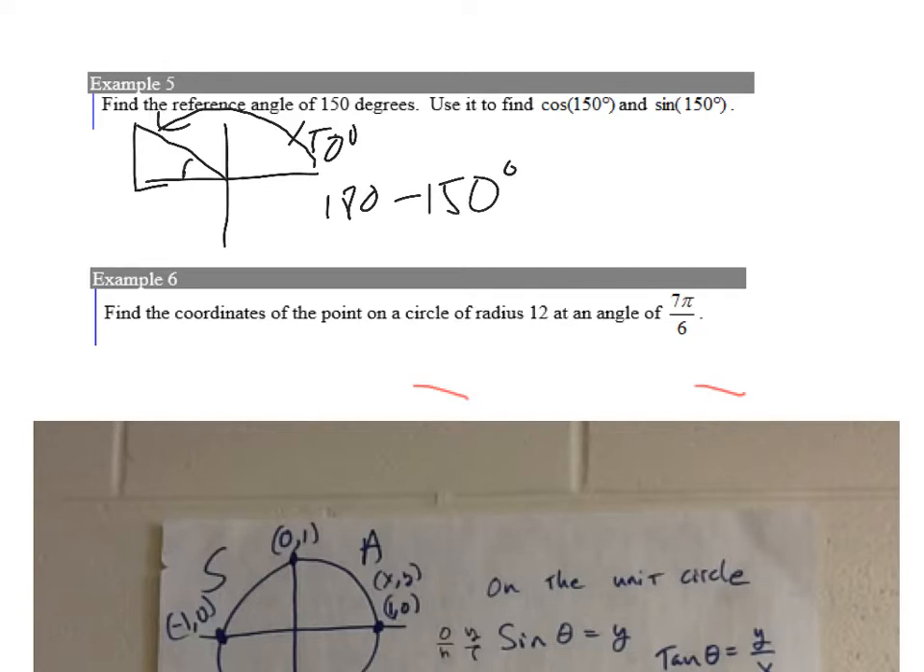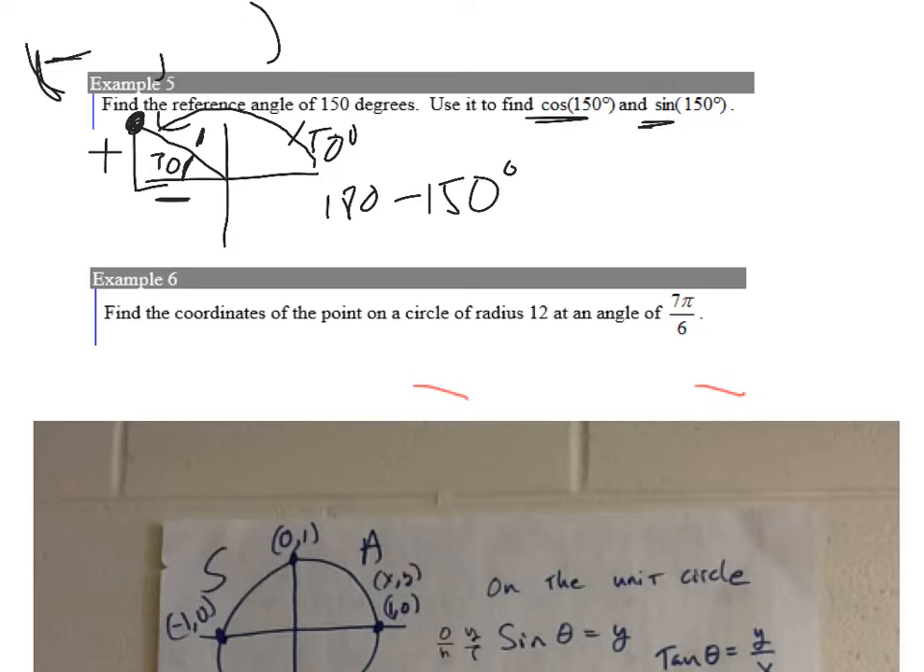So the reference angle is a 30-degree angle. Now, in this quadrant, I know that x is going to be negative, y is going to be positive. Since I'm on the unit circle and I want to find the coordinates of that point so I can talk about the sine and the cosine, I know that x is going to be negative, which tells me the cosine will be negative, and the y will be positive. And then comes the trick. What are those sides? How long are those sides?